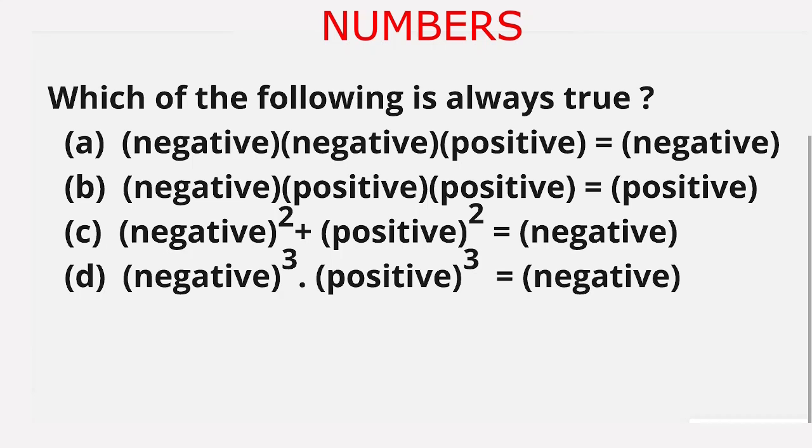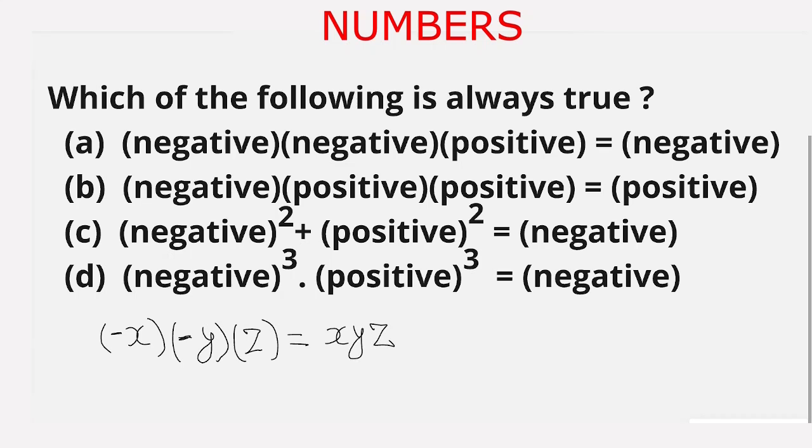x, y and z are positive numbers. Now option A is negative, so I write minus x. Negative x is a negative quantity, into negative y is a negative quantity, into z, which is a positive quantity. And if we multiply all these three, we get negative into negative is positive. So this is xyz.